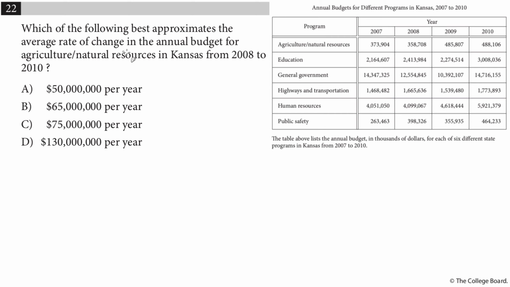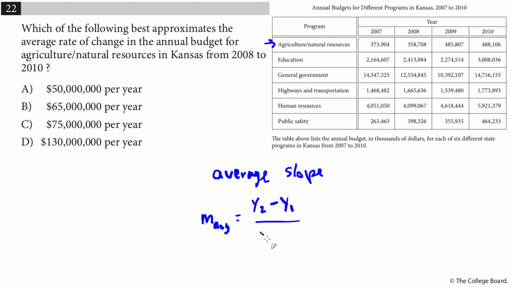So we want to deal with agriculture and natural resources. We're dealing with this, and we want to know which best approximates the average rate of change from 2008 to 2010. So the best way to do this, I want average rate of change. This is average slope. And the best way to deal with this is to just do the slope formula. So my average slope will be y2 minus y1 over x2 minus x1. I just take my appropriate pair.